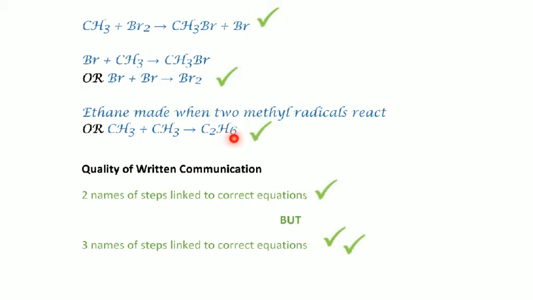Quality of written communication: two names of the steps, for example initiation and propagation, with their correct equations, and if you have all three steps, initiation, propagation and termination, correctly labelled, then you'd have 2 marks for the quality of written communication.